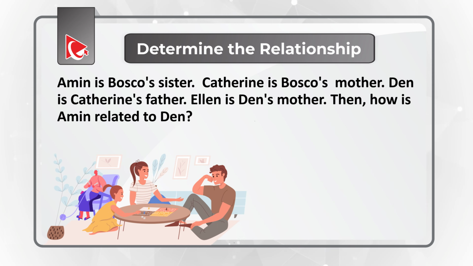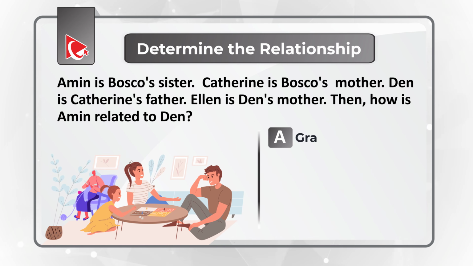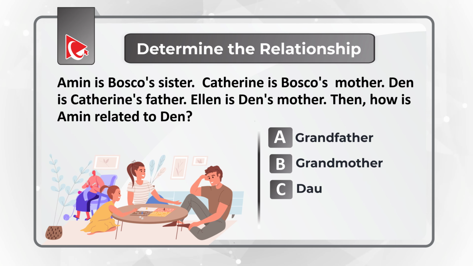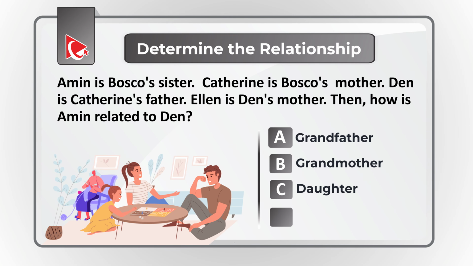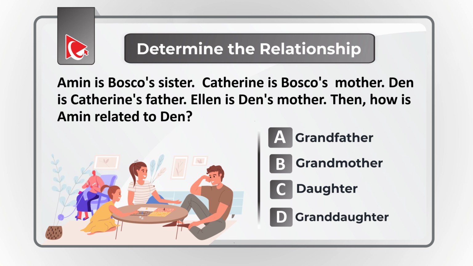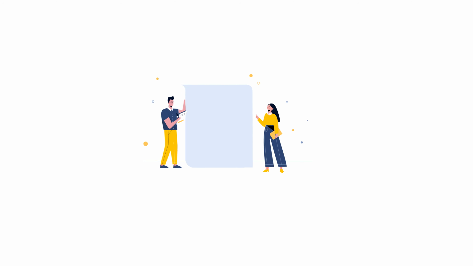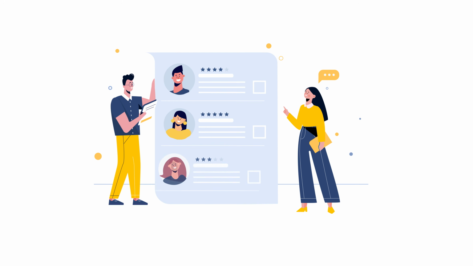And you have 4 different choices. Choice A, grandfather. Choice B, grandmother. Choice C, daughter. And choice D, granddaughter. Give yourself a little bit of time to see if you can navigate in this puzzle and get to the correct solution. Ready or not, I am going to move forward, reveal the answer to you, and explain how I got to the solution. And as usual, if you have a better way to solve it, please make sure to share in comments.